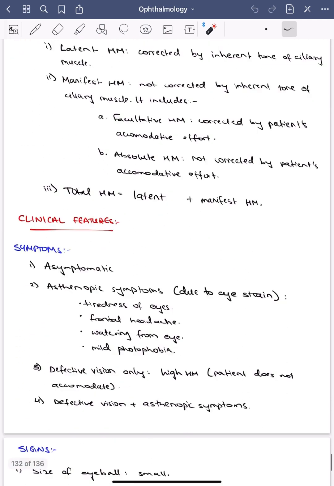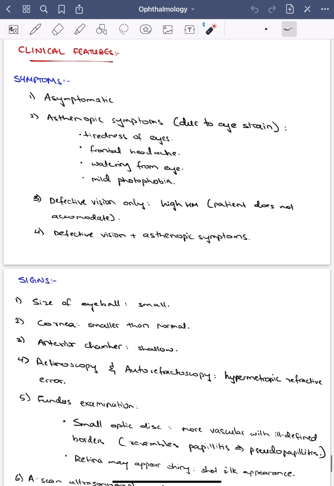Now coming to the clinical features of hypermetropia, it can be divided into symptoms and signs. Now the symptoms, it may be asymptomatic. There may be asthenopic symptoms, that is the symptoms due to eye strain. So these include tiredness of the eyes, frontal headache, watering from the eye, and mild photophobia. Okay, so first is asymptomatic. Second is asthenopic, that is due to eye strain. Third is defective vision only, that is high hypermetropia.